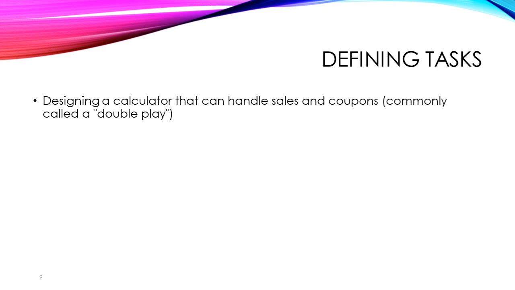Our first task is pretty straightforward. We're going to design a calculator that can handle sales and coupons. This is commonly called a double play by shoppers.